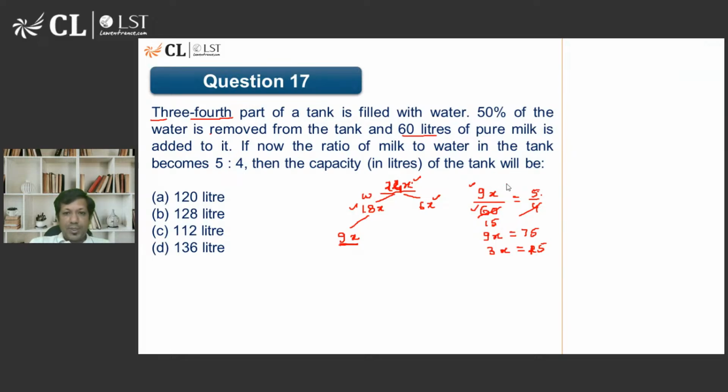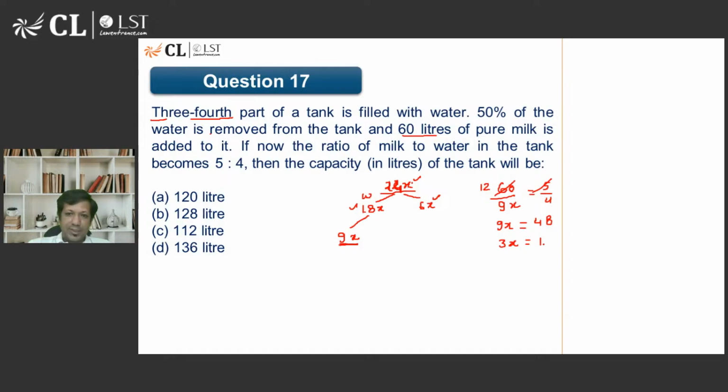And what is that mistake? I have taken the wrong ratio. I have taken the water to milk ratio, but the question is talking about the milk to water ratio. So milk is how much? Milk is 60. Water is how much? 9x. And this ratio is equal to 5 is to 4. Okay. So this comes out to be 12. So I can say 9x is equal to 48. Okay. So 3x comes out to be what?